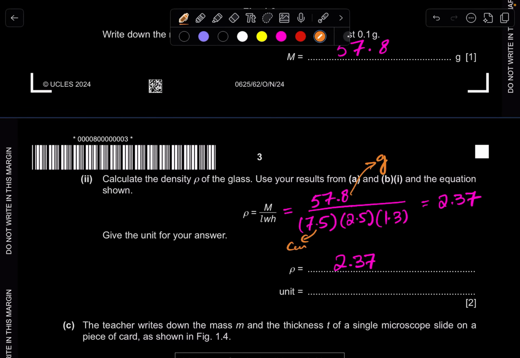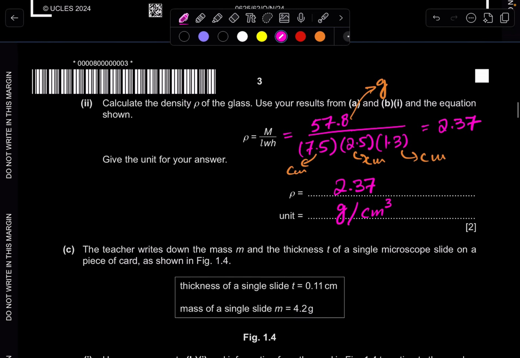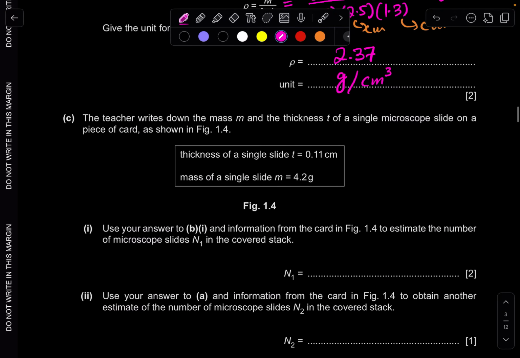So it is 2.37, and for units, as we know, for mass it will be grams. This thing is centimeter, this is also centimeter, this is also centimeter. So three centimeters are multiplied, centimeter into centimeter into centimeter, that will give you centimeter cube, and so it will be grams per centimeter cube. Okay, so let's move to the next part.